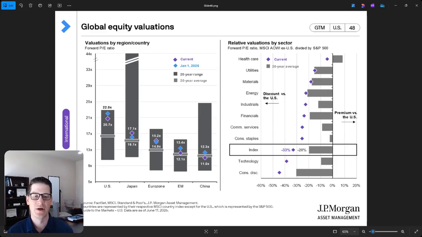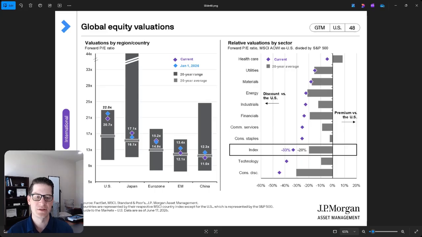This is the point I want to drive home. If the line going down the graph is at 0%, they're basically at parity together. To the right hand side is a premium versus the US, and the left hand side is a discount to the US. You can see every single sector right now is at a discount to the US market.